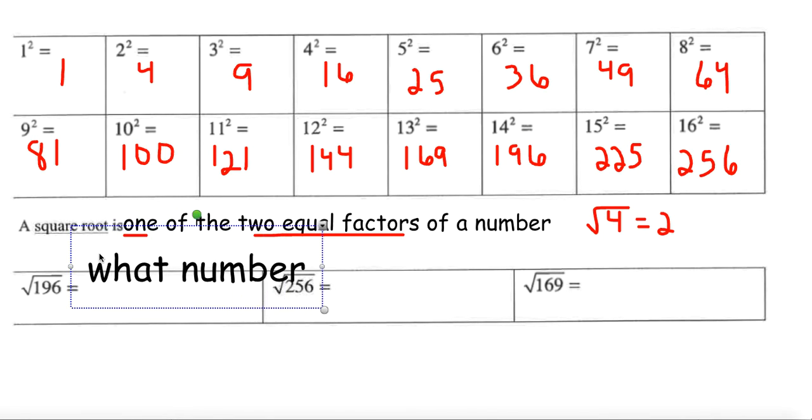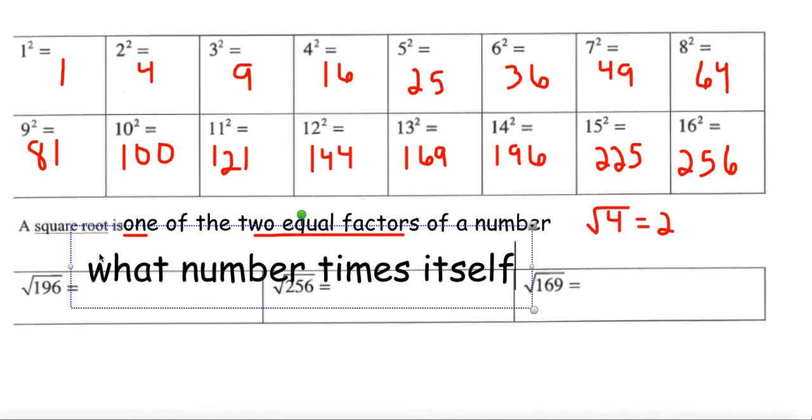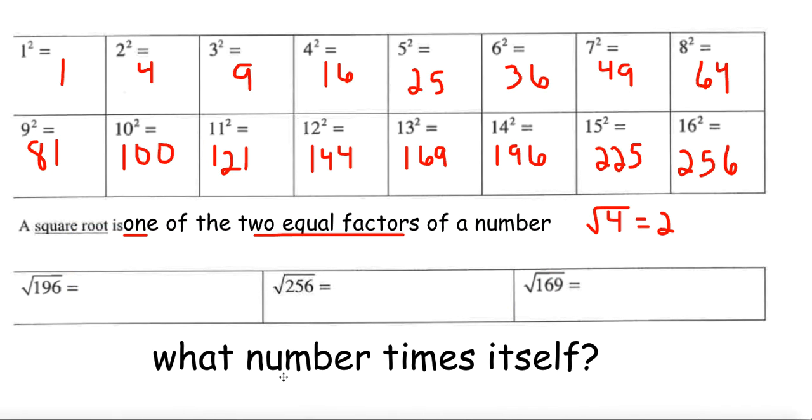So that's one way to think about it, is if you ask yourself, what number times itself? That's what I always think of when I see the radical sign, is what number times itself. Then you can use this chart to help you. I would try to get these numbers memorized. The ones 1 through 10 will be a little easier. Above that might be a little harder. You can always check your answers. So the square root of 196 is 14.